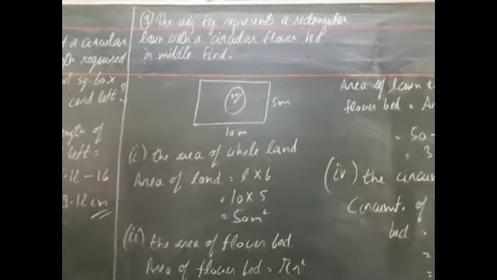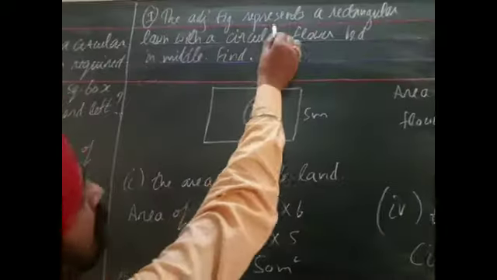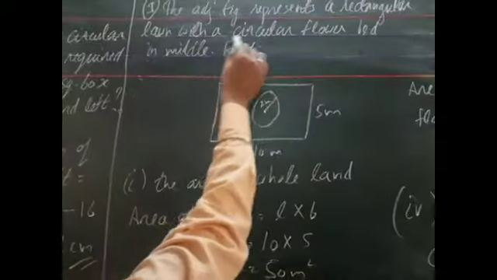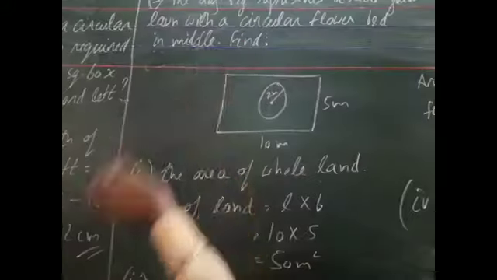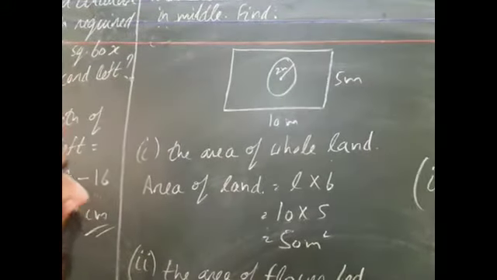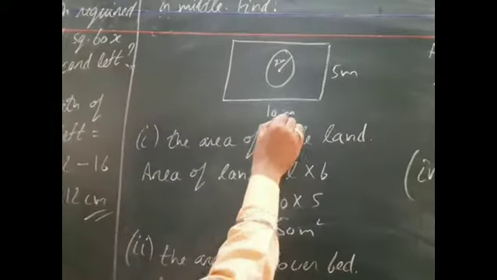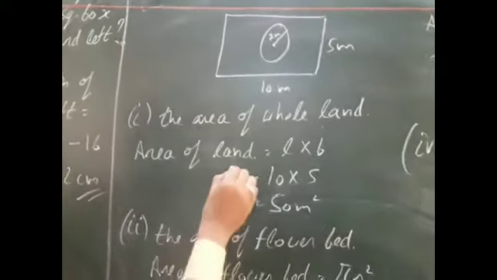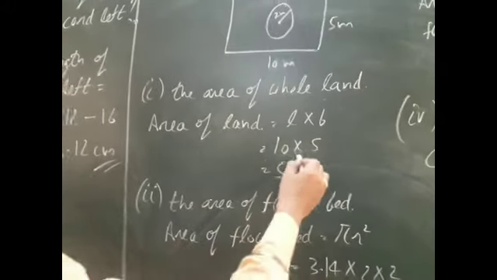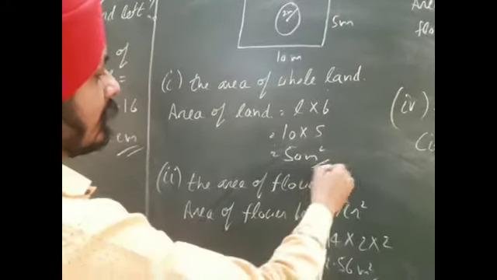Now see, student, the ninth question. The adjoining figure represents a rectangular lawn with a circular flower bed in the middle. You have to find parts in this. The first part, the area of the whole land. You can see length is 10 and breadth is 5. So area of land will be length into breadth. 10 into 5, you will get 50 meter square.